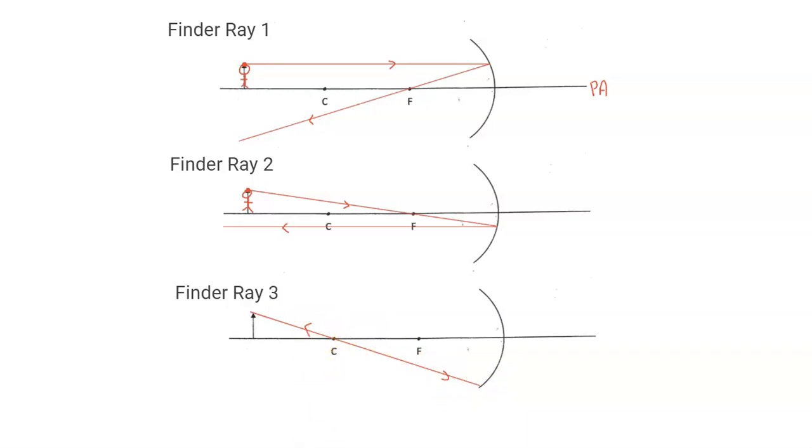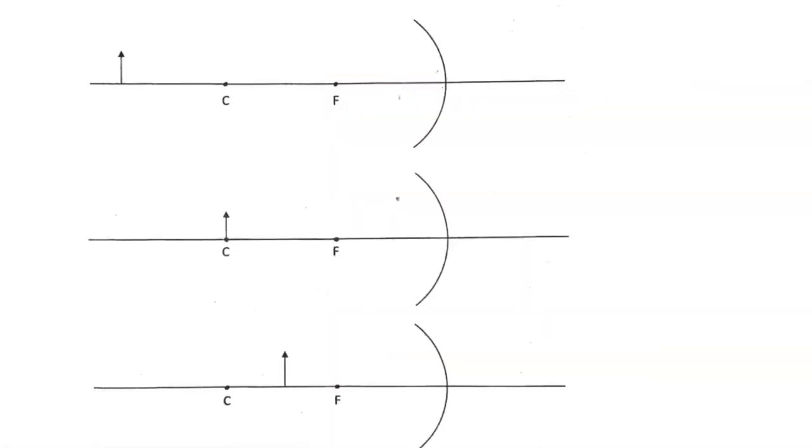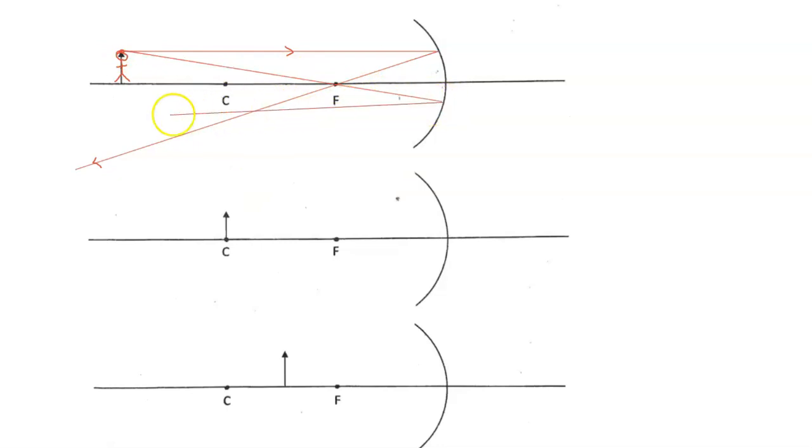All right, so let's use these finder rays to actually find some images. So here we have a converging or concave mirror. And for each one, we are going to find the image and then describe it. So let me change my arrow here into a person again, our little stick figure. All right, so let's start with the first finder ray. We're going to go parallel to the principal axis and then reflect back through the focus, like so. Then we can go through the focus. This is our second finder ray, and reflect back parallel.